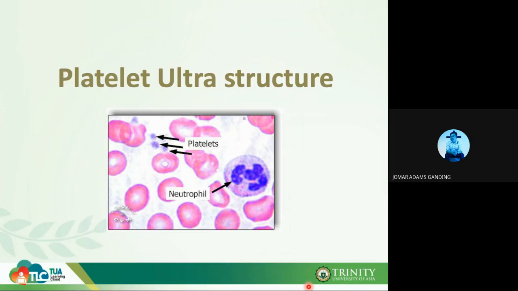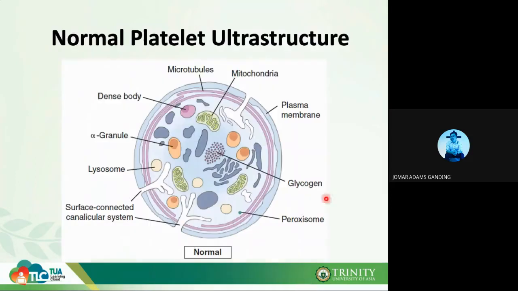Now let's talk about the normal platelet ultrastructure. Even if your platelets are very tiny, they have different parts within them. In the ultrastructure you can see microtubules, mitochondria, dense bodies, lysosomes, and a surface connected canalicular system. We have peroxisomes, and glycogen, where they store their energy. They have their plasma membrane, and of course their alpha granules and dense bodies, which are very important as we go along.